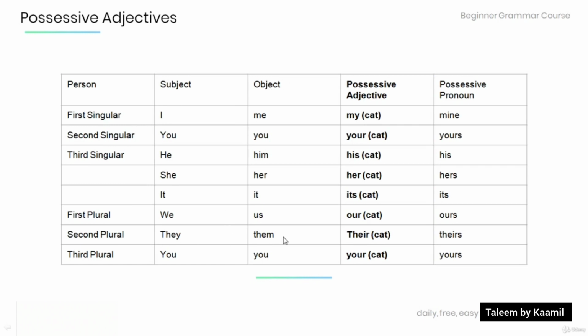Second person plural, subject, they. Object, them. Possessive adjective, their cat. Possessive pronoun, theirs. Third person plural, subject, you. Object, you. Possessive adjective, your cat. Possessive pronoun, yours.